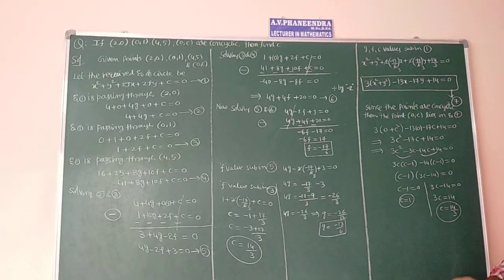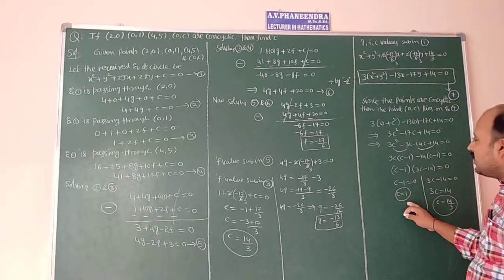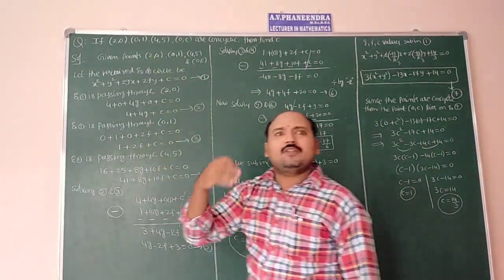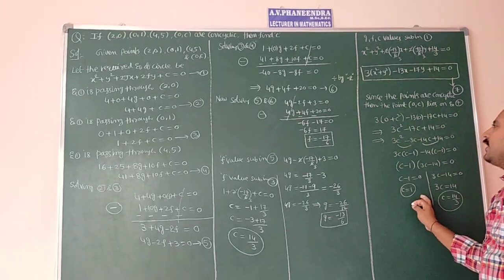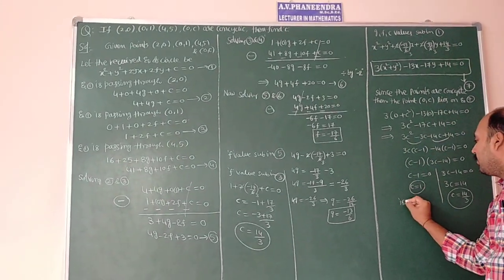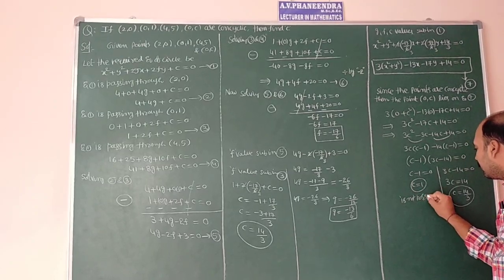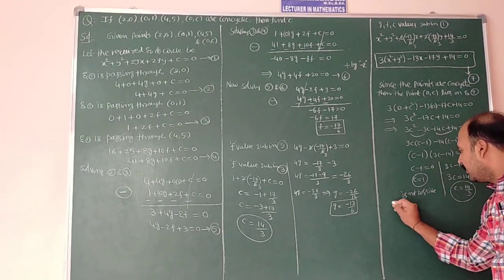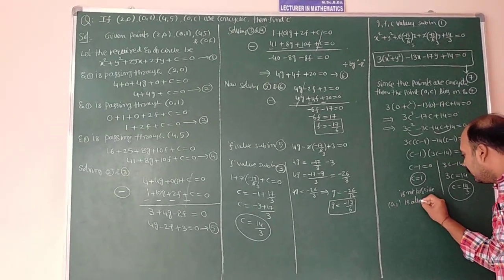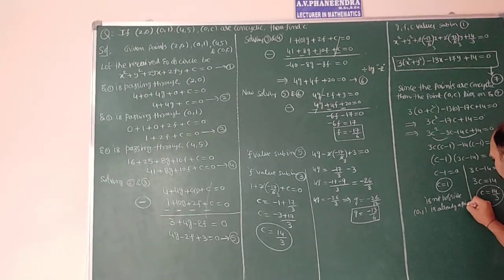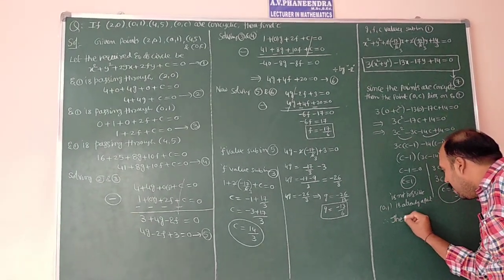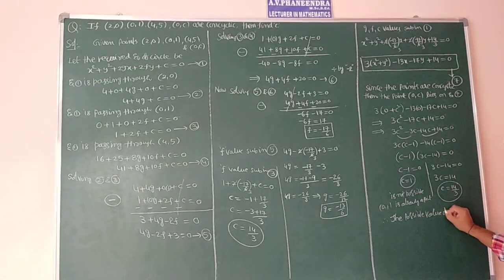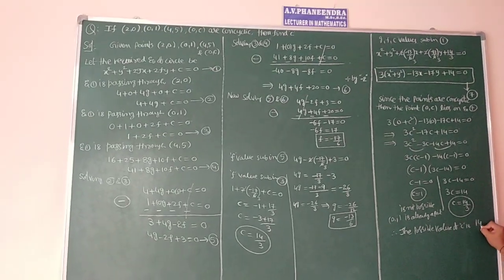Among these values, which value is the correct value? Exact value. C is equal to 1, if we take 0 comma 1, 0 comma 1 is already a point on the circle. So c is equal to 1 is not possible, since 0 comma 1 is already a point. Therefore, the possible value of c is 14 by 3.